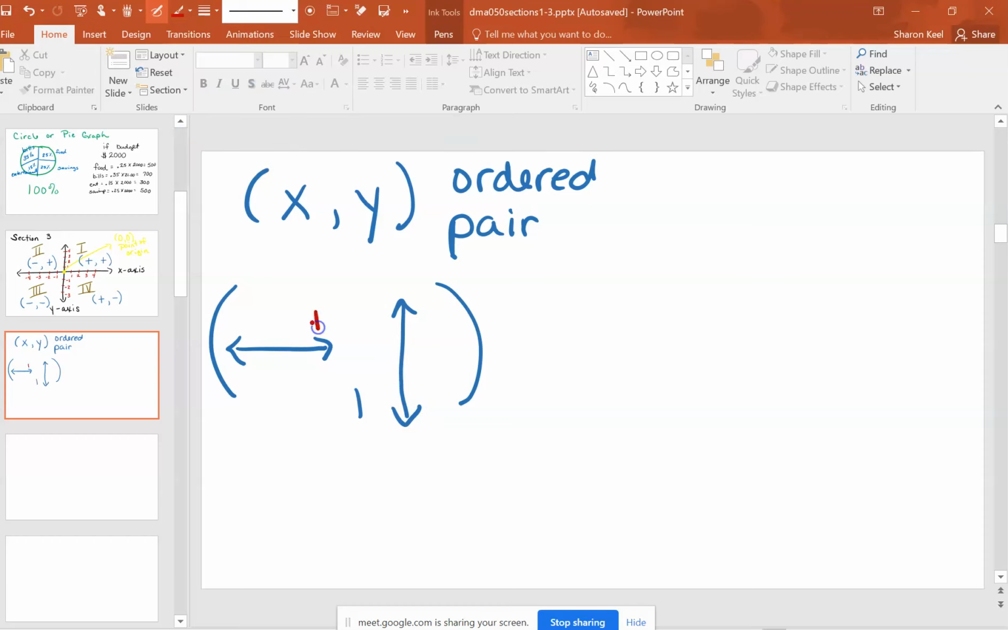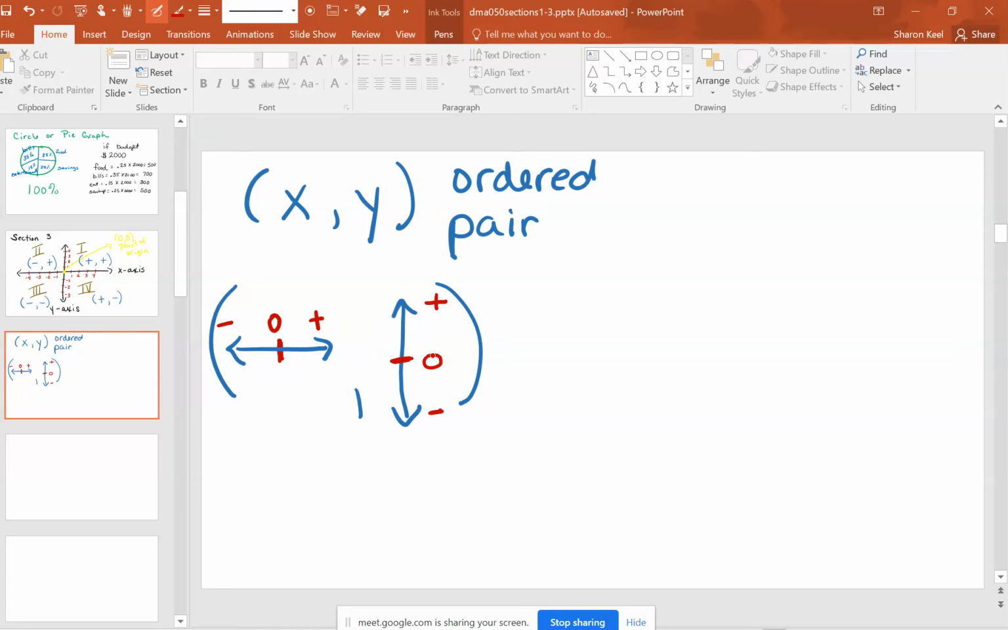If the x is positive, it goes to the right. If it's negative, it goes to the left. If the x is a 0, it's going to stay right there on the line in the middle. For the y value, if it is positive, it's going to go up. If it's negative, it's going to go down. And if it happens to be a 0, it's going to stay right there on the line.